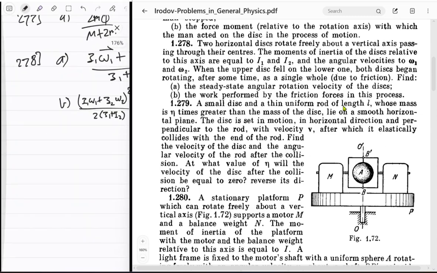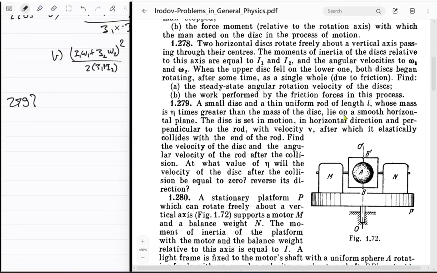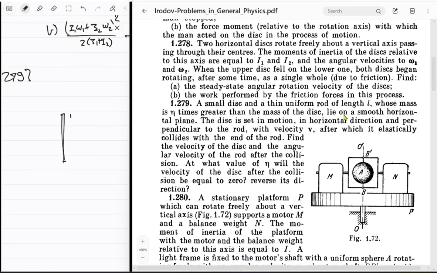Next, 279. Okay, a small disc and a thin uniform rod of length L, whose mass is eta times greater than the mass of the disc, lie on a smooth horizontal plane. Thin uniform rod of length L, so rod mass is eta times the mass of the disc. So this is eta times small m, and you got this disc.